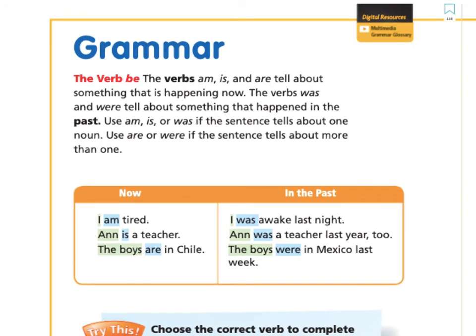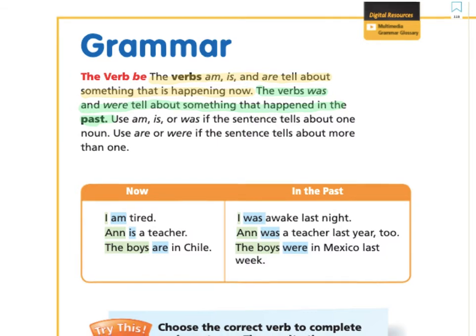All right, it says, the verb be. The verbs am, is, and are tell about something that is happening now. The verbs was and were tell about something that happened in the past. Use am, is, or was if the sentence tells about one noun. Use are or were if the sentence tells about more than one. Let's look at some examples of this.